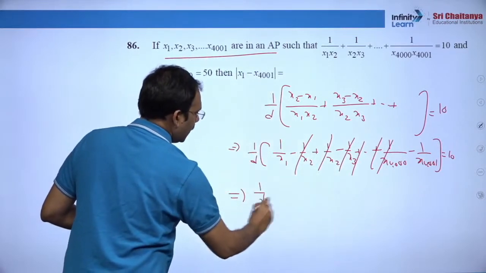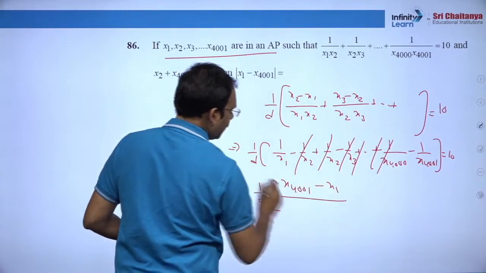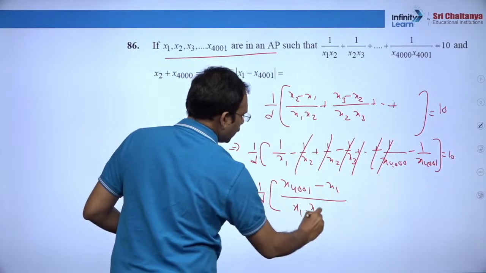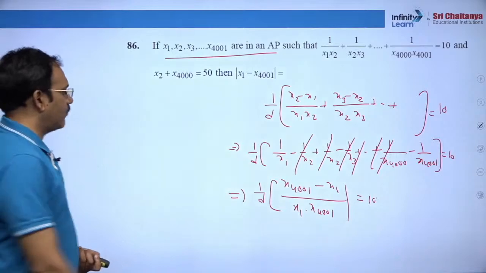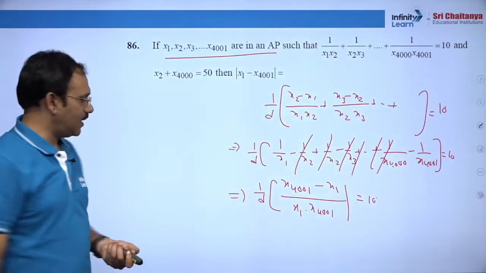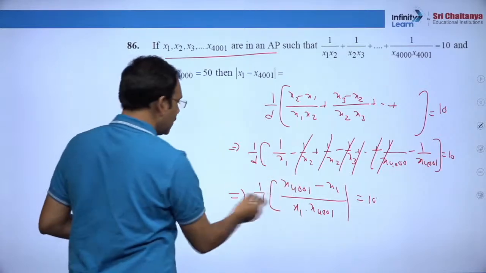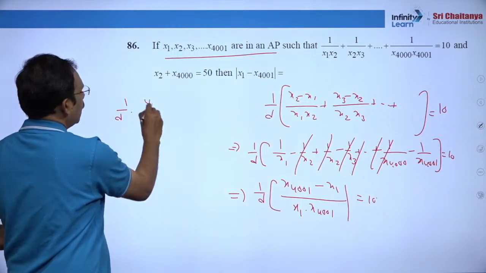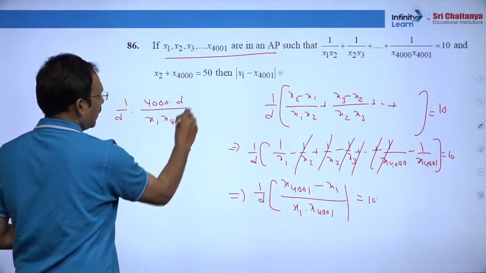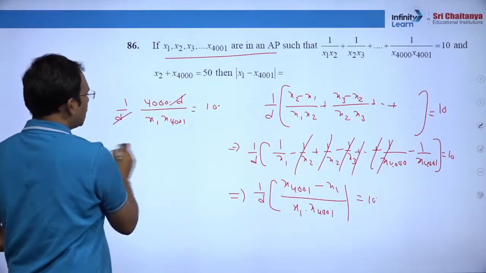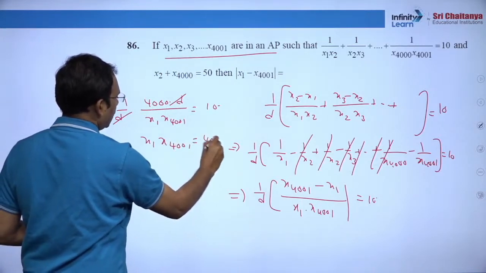You will get 1 by d into (x4001 minus x1) by x1 into x4001 is going to be 10. Dear friends, in fact we want this itself, but we won't get it directly; x4001 is nothing but the first term plus 4000 d. So, 1 by d into 4000 d by x1 x4001 is going to be 10. d got cancelled. From this, the x1 x4001 value you will get as 400.